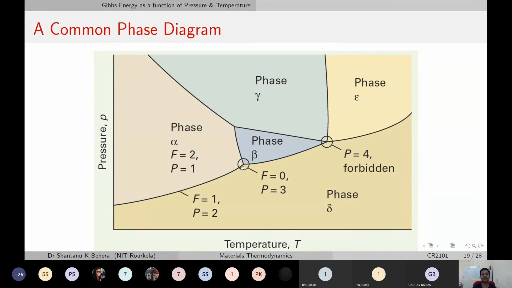So likewise, this is the point where we have equilibrium of three phases. Likewise, we have it here, and this point and this point are invariant points, and that's where you cannot have a change in the thermodynamic coordinates without actually bringing a change in the stability of the system.